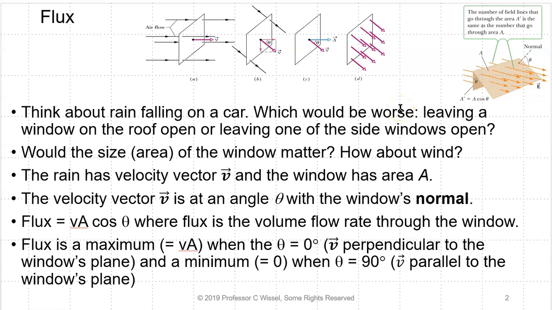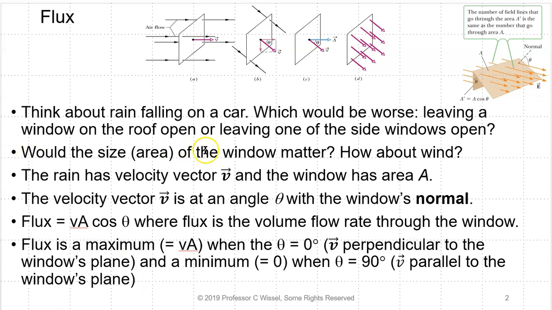The flux will then be v times A times the cosine of theta, where flux is the volume flow rate through the window, usually cubic meters per second. The flux is a maximum and equals v times A when theta is 0. That is, v is perpendicular to the window's plane, or parallel to the normal. And a minimum, equal to 0, when theta is 90 degrees. That is, v is parallel to the window's plane and perpendicular to the normal.